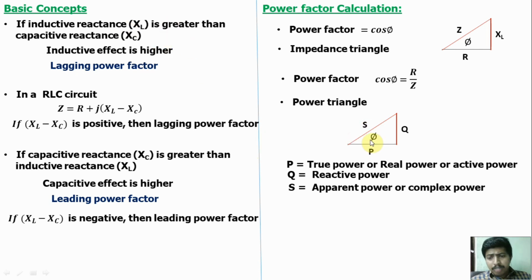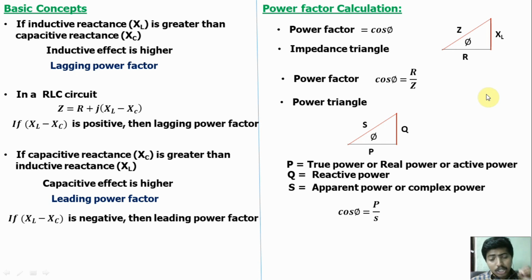So from that, power factor cos phi is equal to real power by apparent power. Okay, if you know the real and reactive power, we can find the power factor. Here, apparent power S is equal to root of P square plus Q square. Here, Z is equal to root of R square plus XL square. Okay, these are the concepts.